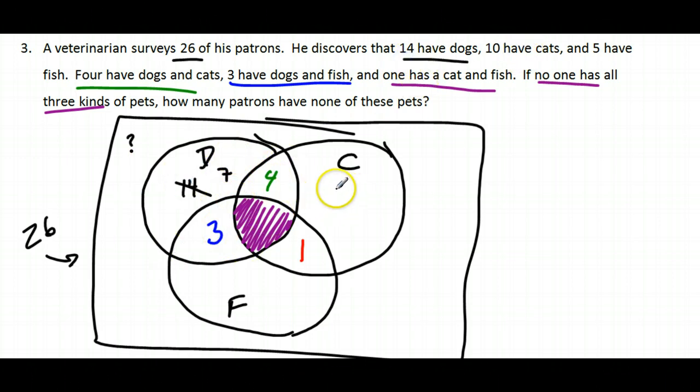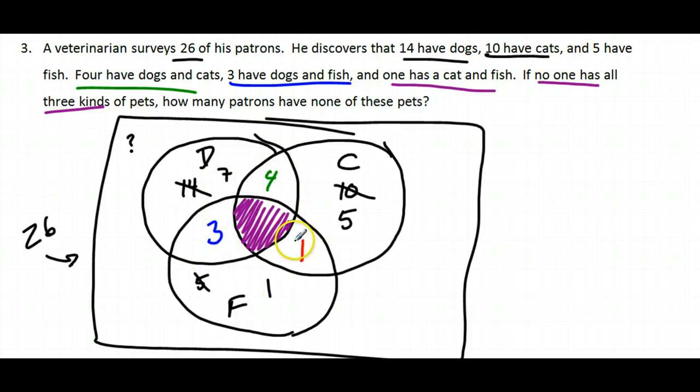And cats, 10 of them have cats. But we've already got, let's see, inside the cat circle we've got 4 and 1, so that's 5. So I only need to get to 10, so 4 plus 1 plus what would give me 10? And that would be 5. 4 plus 1 is 5, plus 5 would give me the 10 people. We've got 5 that have fish. So I need 5 people in this fish category. But I've already got 3 and 1 that have fish. So 3 plus 1 is 4. I need to get 5, so all I need is 1 more person here. Now I've got the total number of people that have just dogs, that have dogs and cats, that have dogs and fish.